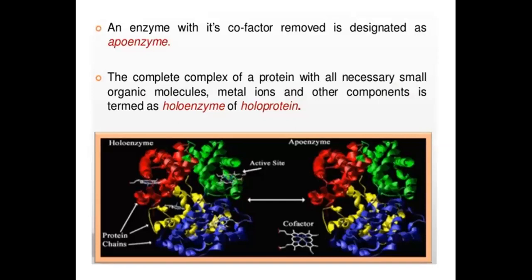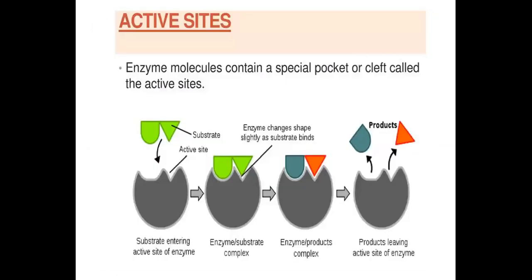What is a holoenzyme? We have to follow the definition. The complete complex protein with all necessary small organic molecules, metal ions, and other components is termed a holoenzyme or holoprotein. Already I have discussed the active site and the binding site. The substrate will come and bind with the active site, and the enzyme-substrate complex will form. Then from the enzyme-substrate complex the product will form and leave the active site of the enzyme. This is a pocket, a cleft of the active site.